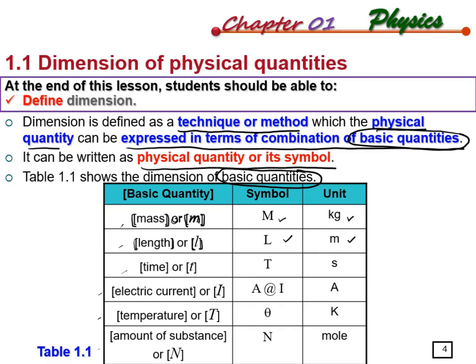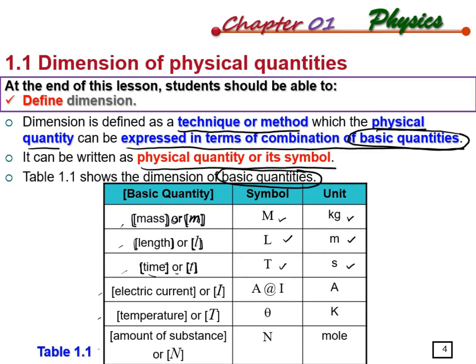And the next one is time. You must put it in bracket, and you put time, or you can put the symbol of time, which is small t, in bracket. The bracket here means we want to do the dimension of that quantity. So the symbol of the dimension of time is capital T, and the unit of time taken is second.